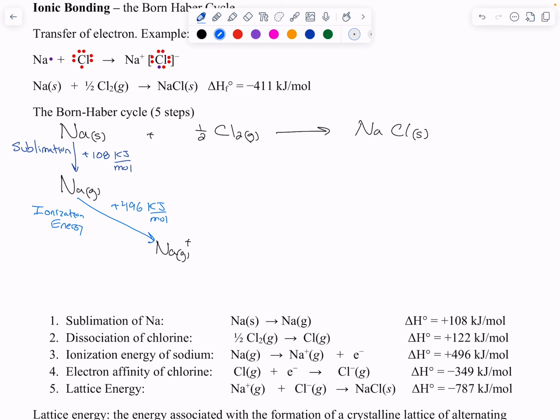Now we got to talk about chlorine. Chlorine comes as Cl bonded to Cl. We technically have to break that bond, don't we? We have to break that bond. And so step 1 would be breaking the bond. And that energy, the bond energy, we have 122. So technically, it's 1/2 of 243 kilojoules per mole. And to 3 sig figs, it's 122.